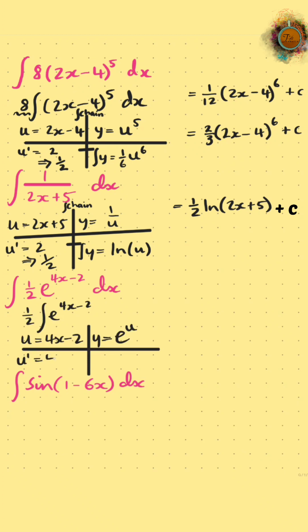Okay, here again, we have a half we're going to take out. Right, u dashed equals 4. We don't want that. We want 1 over 4. Integral of y is e to the u again. And because we've done the integral chain, that means we're going to multiply 1 over 4 e to the 4x minus 2. But am I going to forget about that half that I took out earlier?